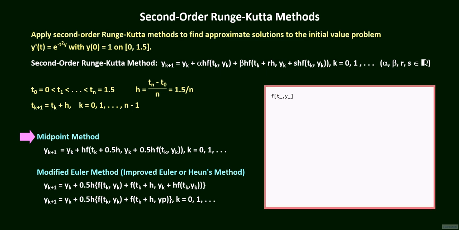We first define f of t, y. F of t, y is e raised to the power minus t squared times y. T sub 0 is 0. Y sub 0 is 1. For the initial run of the Mathematica code, we set n equal to 10. H is 1.5 over n.